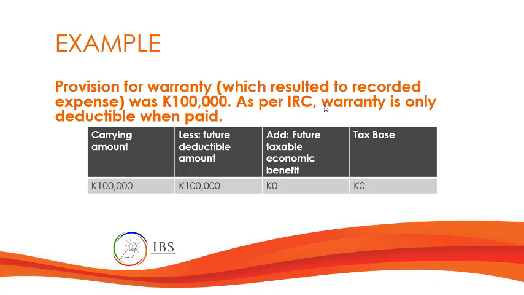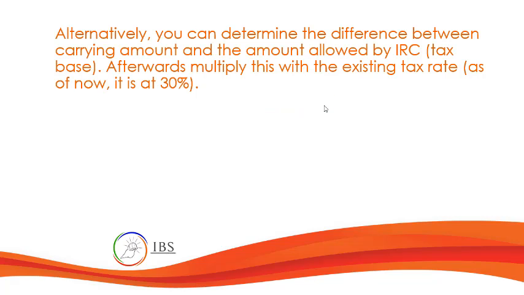So the temporary difference here will be carrying amount less tax base, which is of course the difference will be 100,000 kina. Alternatively, you can determine the difference between carrying amount and the amount allowed by IRC and then multiply it by 30%. Then you will determine the deferred tax.